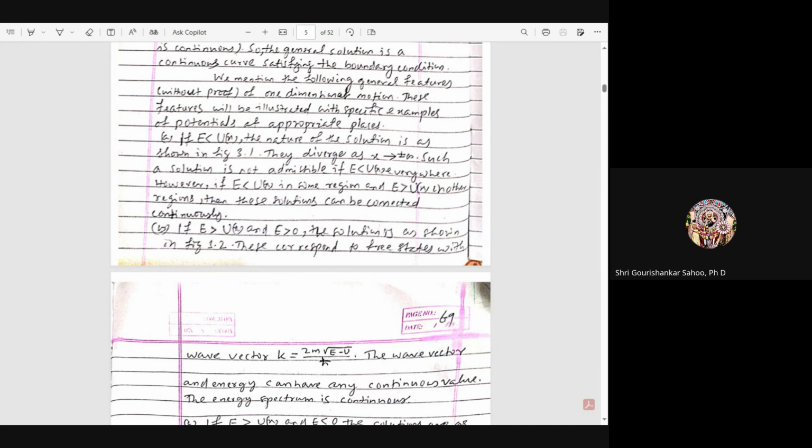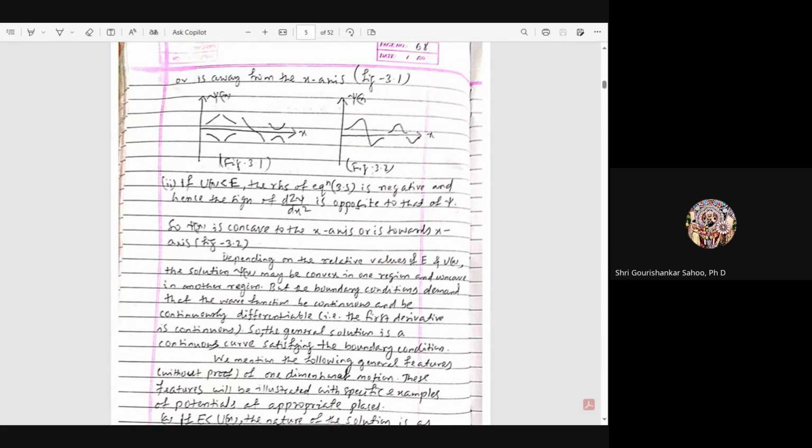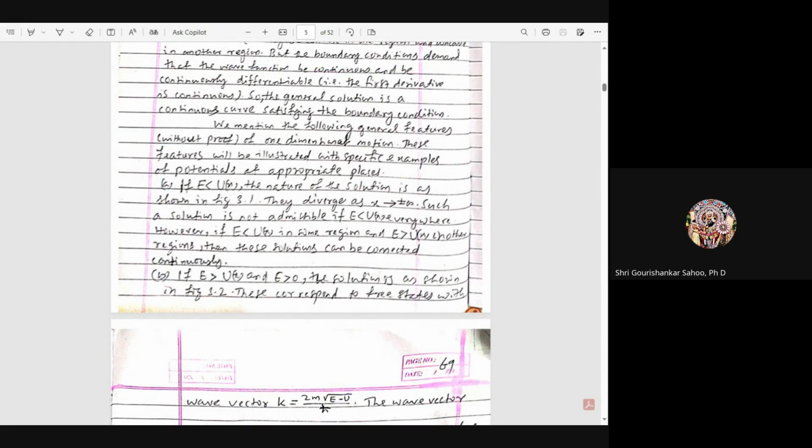These features will be illustrated with specific examples of potentials at appropriate places. If E is smaller than U, the nature of the solution is as shown in the first figure. And they diverge as x tends to plus or minus infinity. Such a solution is not admissible if E is smaller than U everywhere. However, if E is smaller than U in some region and E is greater than U in another region, then this solution can be connected continuously.